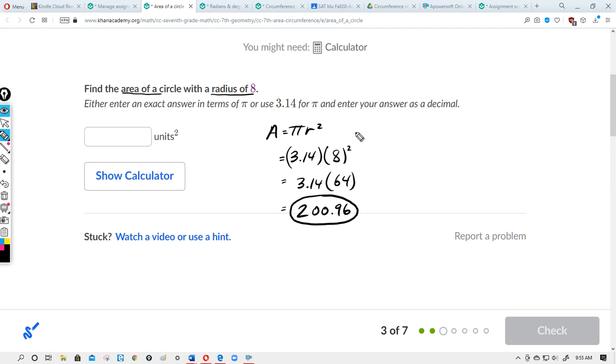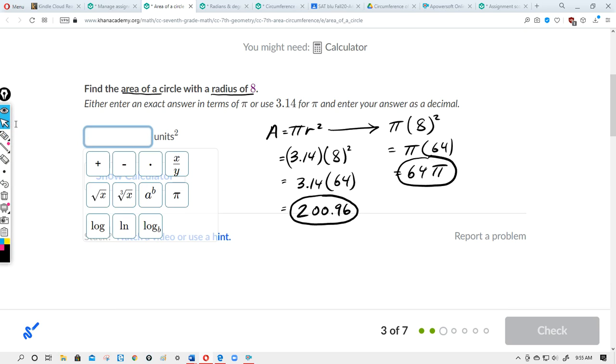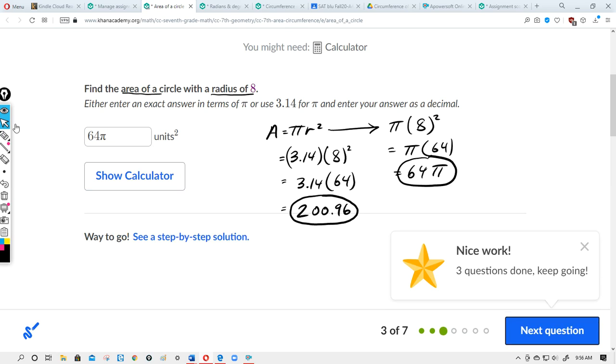If you want to use the shortcut, it would have been pi times r squared, which is 8 squared, and that would just be pi times 64, which is just 64 pi. So either one of those answers work. I want to show you 64 pi works. So I'm going to type 64 pi, and it makes it pi.